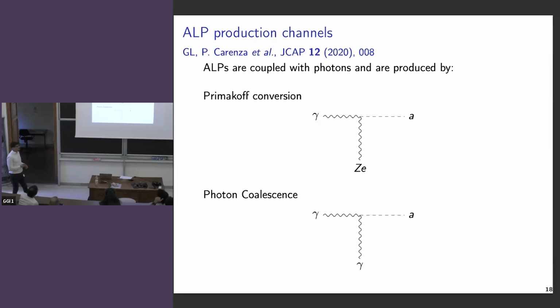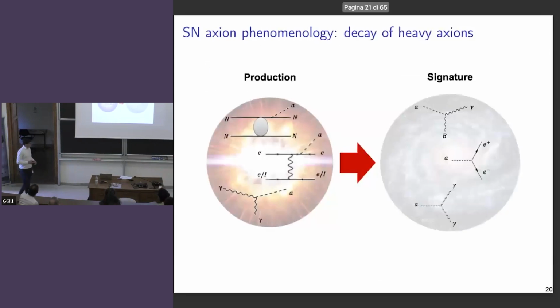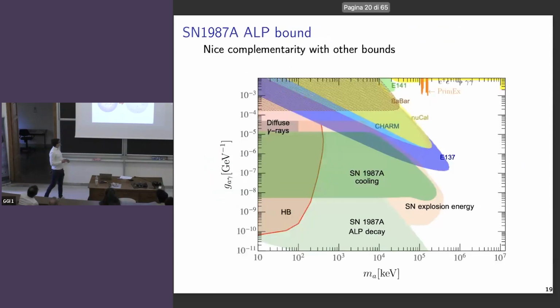And then we have also the photon coalescence, which is the annihilation of two photons in a medium of sufficiently high density to produce an axion. And this process can happen only if the axion mass is larger than twice the plasma frequency, which is the effective mass of photons inside the plasma. So these processes can be used to evaluate the production of ALPs inside the supernova, and actually from supernovae we can obtain a sizable number of bounds on the ALP parameter space.